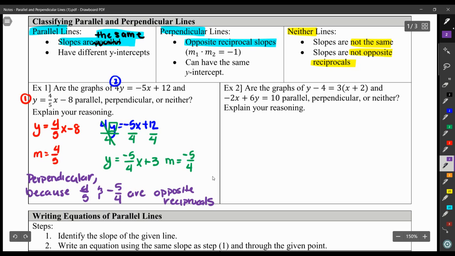That is what makes them perpendicular. Let's look at another example. Let's look at example number 2.